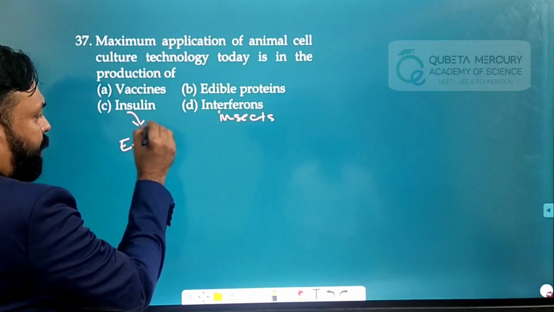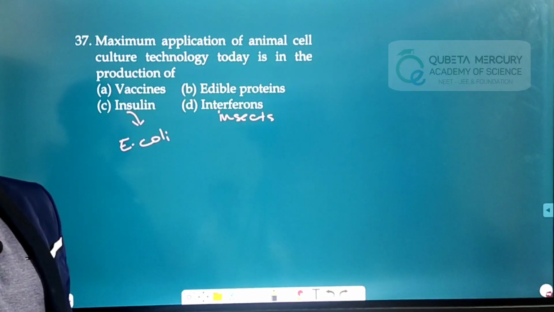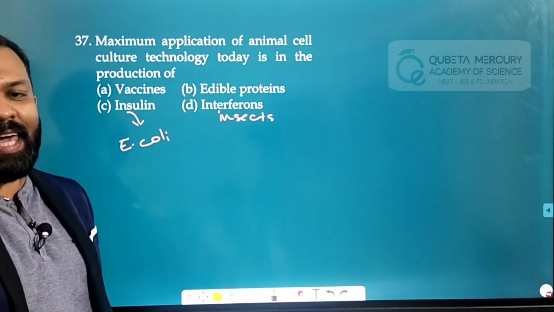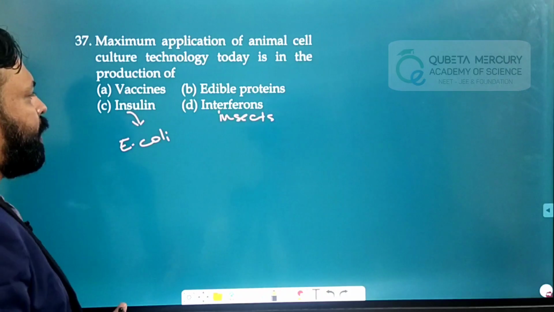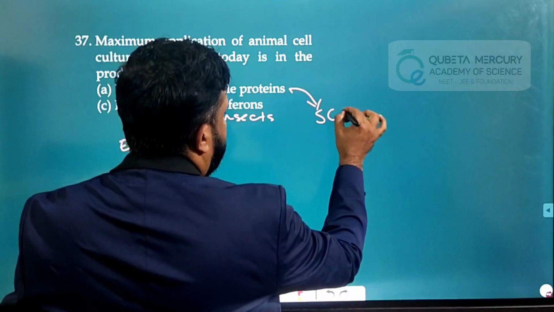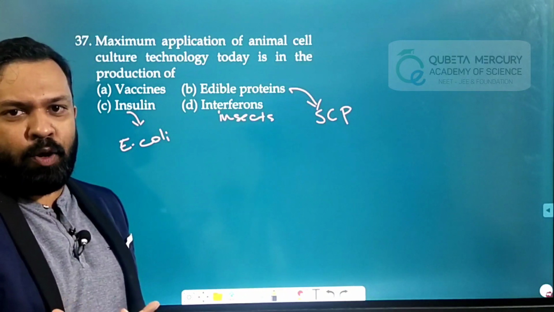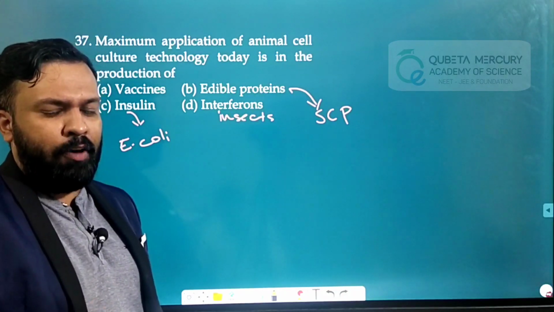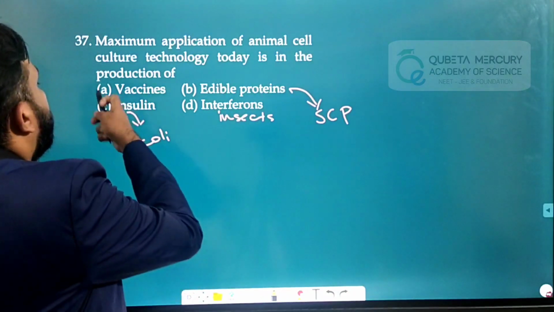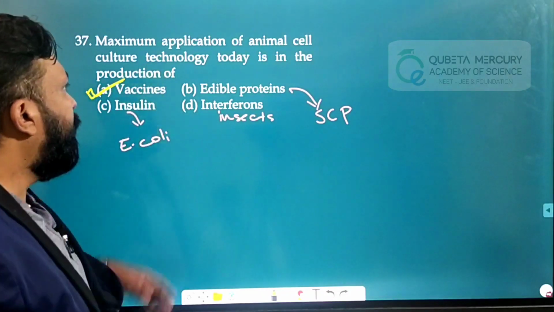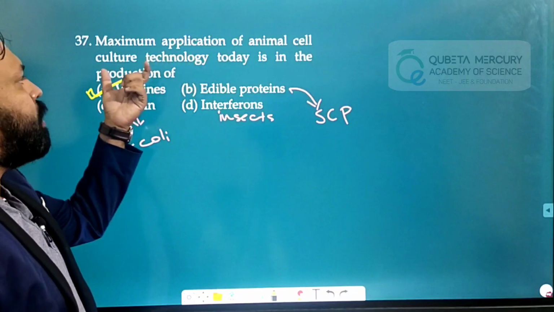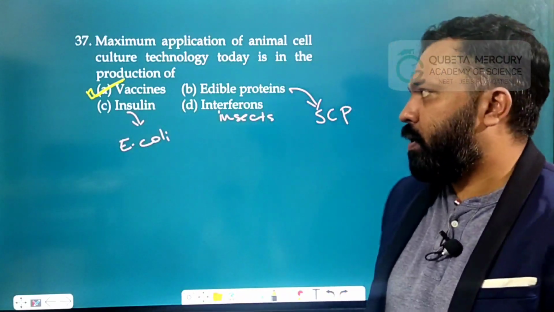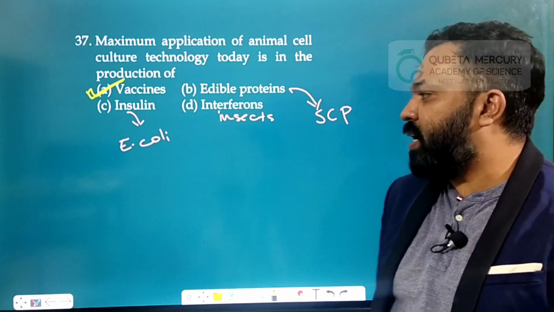The American company Eli Lilly in 1983 patented the human insulin production, by using E. coli, the genetically modified E. coli. Edible proteins are obtained from single cell proteins, right? SCP, like spirulina, okay, chlorella, yeast, mushrooms, Methylophilus methylotrophus, etc. So the right answer is vaccines. The maximum application of animal cell culture technology today is in the production of vaccines. For vaccine production, the animal cultures are maintained in the laboratory mostly.